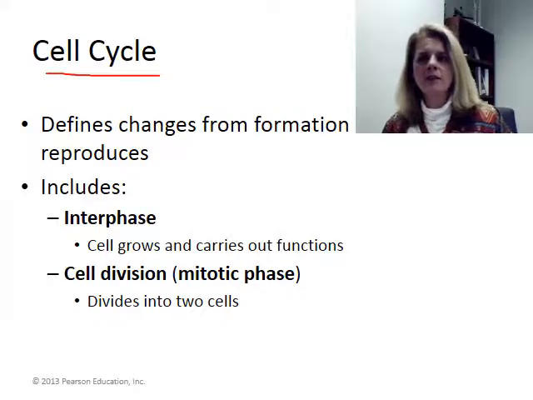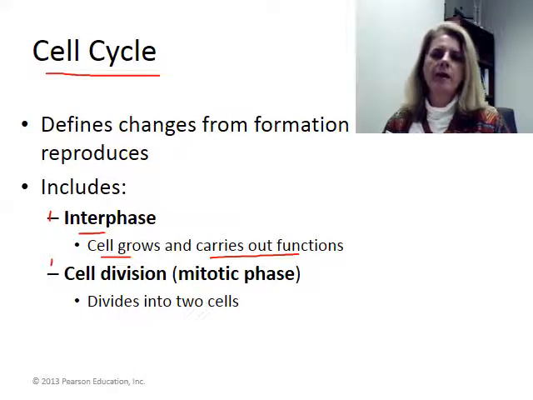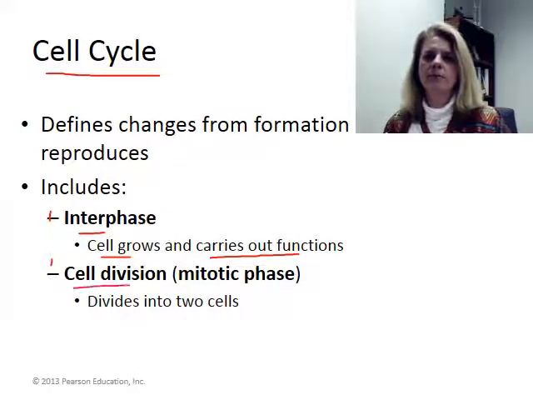And so the life cycle of a cell includes kind of two main portions. You have what's called interphase, and that's when the cell's growing and doing its job, okay? And then a cell will need to go through what's called cell division, and this is the mitotic phase. This is when one cell becomes two, okay? So you just make a copy of the cell.